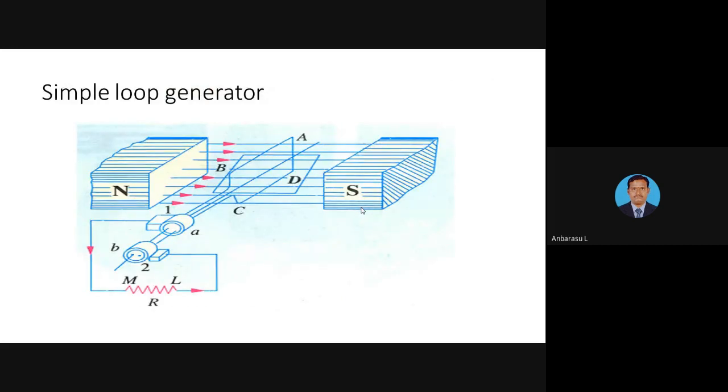This is a simple loop generator explanation. Here there are two slip rings. One ring is connected to one conductor, and the other ring is connected to the other conductor. Brushes are connected across the external resistance circuit.